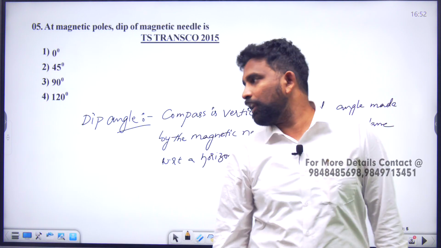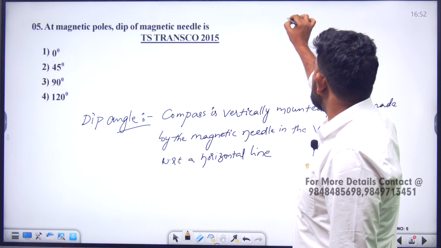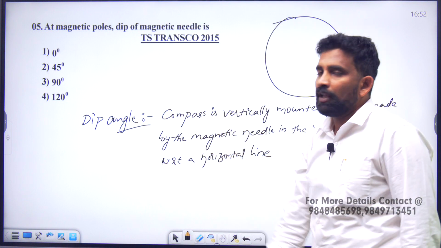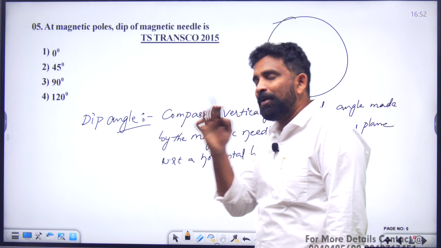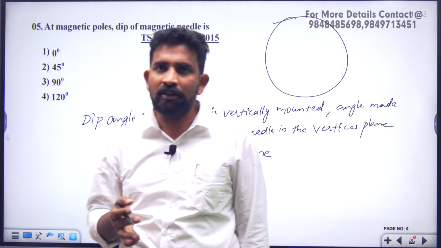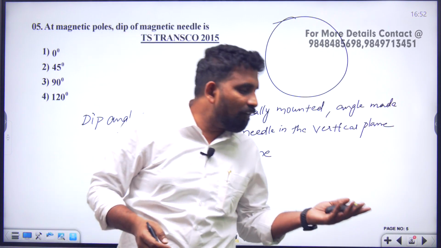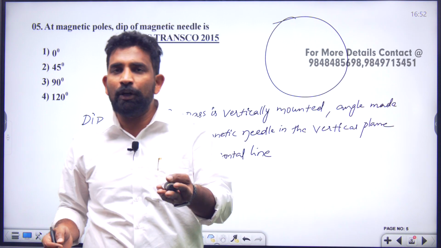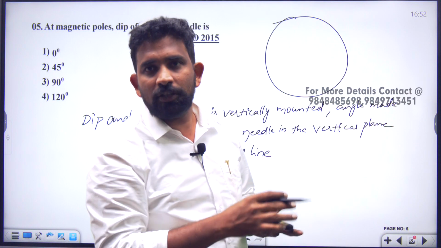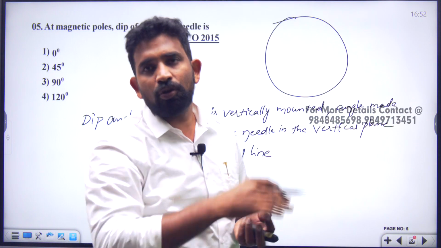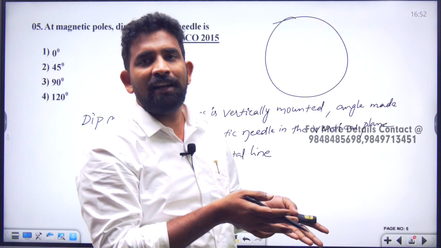Now to understand this, I will tell you in a simple diagrammatical manner. Now this is our Earth's surface. Upon this Earth's surface, we will be having the magnetic field. Whenever we bring a magnetic needle into this magnetic field, this magnetic needle will tend to move towards the north, because unlike poles attract each other.